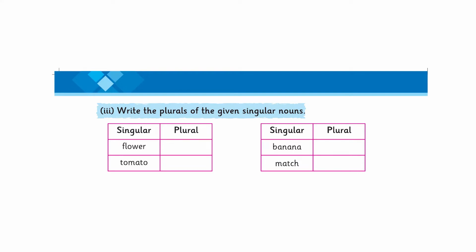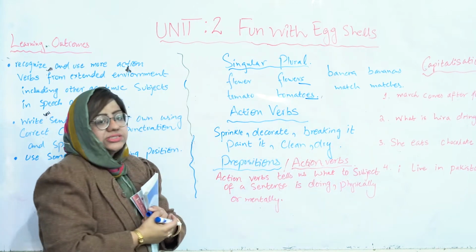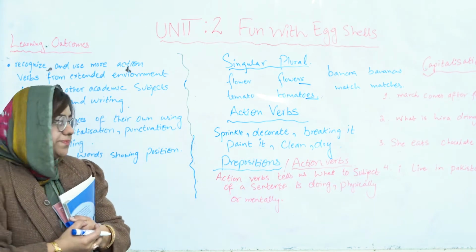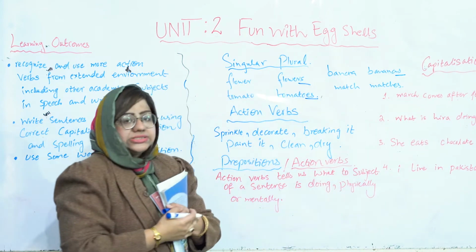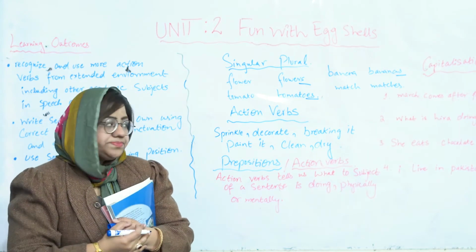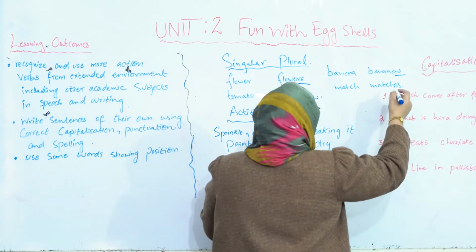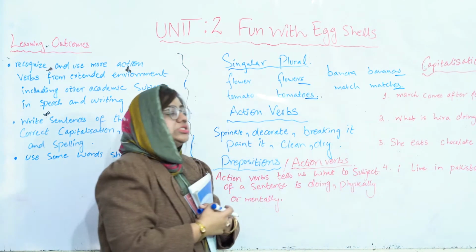Flower, flowers. We use an addition of s. That is the plural form. Tomato, tomatoes. We use es at the end of the word. Banana, bananas. We use s at the end of this word. Match, matches. We use es.